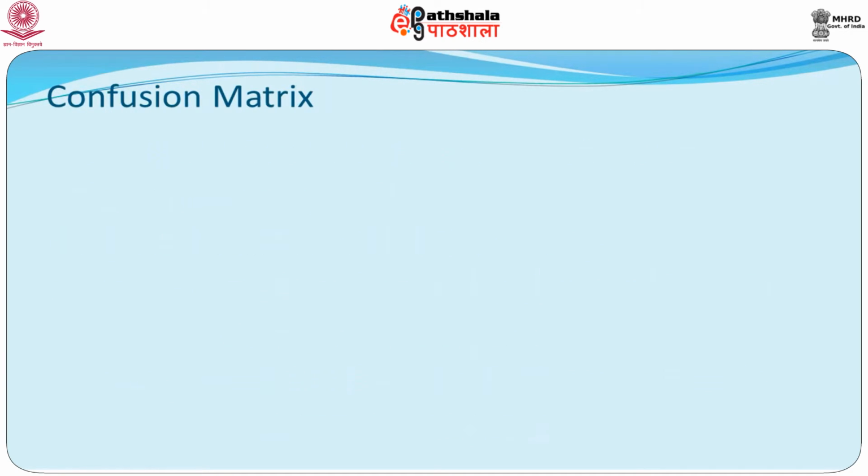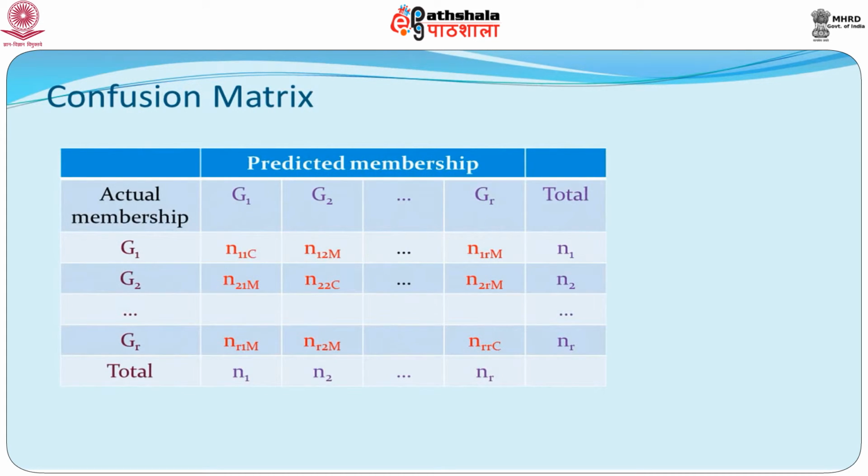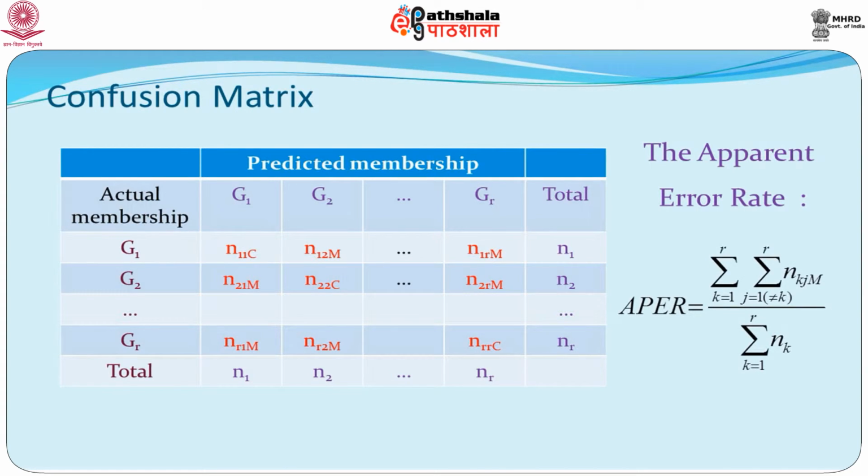If we have a sample like this, we can build what is referred to as a confusion matrix, and it will look something like this. So, you again have the predicted membership and the actual membership. The first row gives you actual membership G1 and the predicted membership G1 or G2 or Gr, and you can see that the diagonals are always going to come out as n_jj^C because these are the correct classifications.